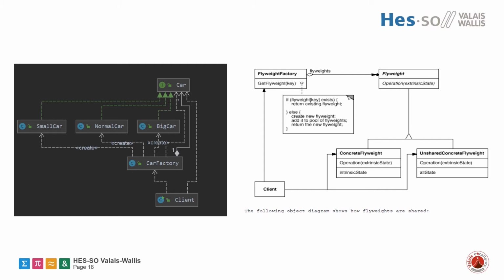So, we have the car interface that is equivalent to the flyweight. Then we have the big car, the normal car, and the small car classes. These are the concrete flyweights. And we have the car factory, which is the flyweight factory, and the client.